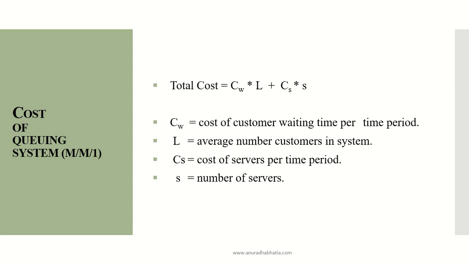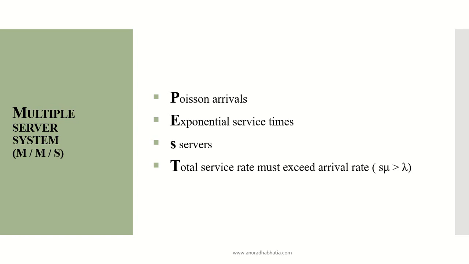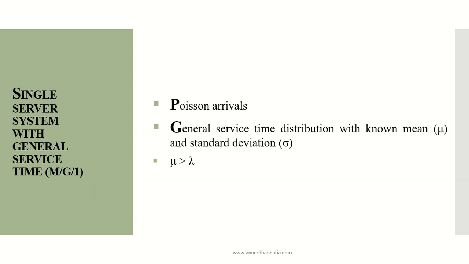Now the cost of the queuing system is given by total cost is equal to CW into L plus CS into S, where CW is the cost of the customer waiting time per time period, L is equal to the average number of customers, CS is the cost of servers per time period, and S is the number of servers. For the multiple server, it is for Poisson distribution, exponential service times, S is for servers, and total service rate must exceed the arrival rate, so S of mu is greater than lambda.